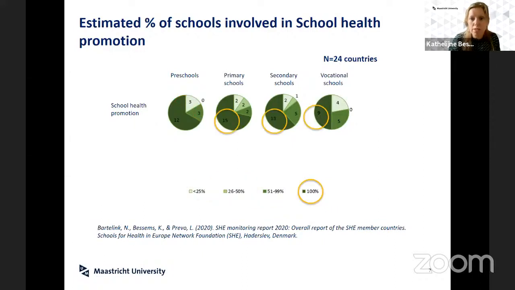Overall, we can see that in 9 to 15 countries, depending on the school type, all schools implement health-related activities. So that's quite positive, I think. When we look at the school type, it shows that this is the highest in primary schools, followed by the secondary schools, and it's a bit lower in the vocational schools.